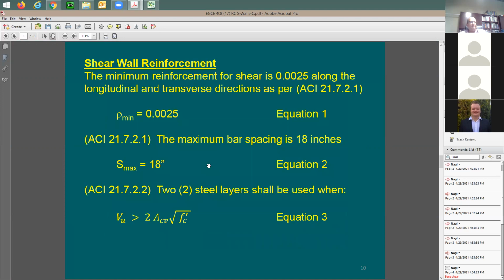Okay. Now let me conclude here what the code says. Code says minimum reinforcement is going to be 0.0025. Maximum spacing is going to be 18 inch. Right? And you need to have 2 steel layers.